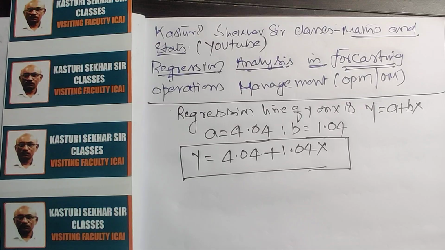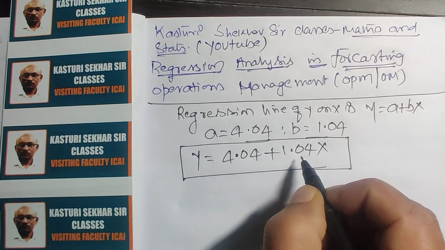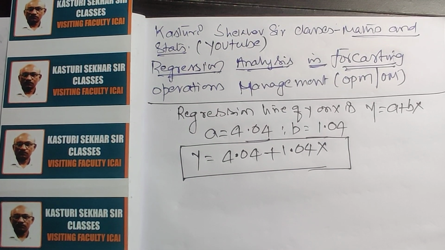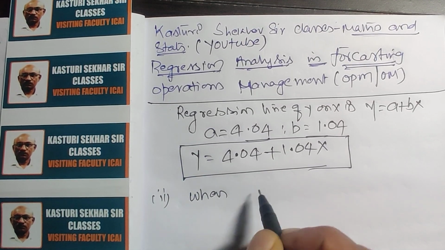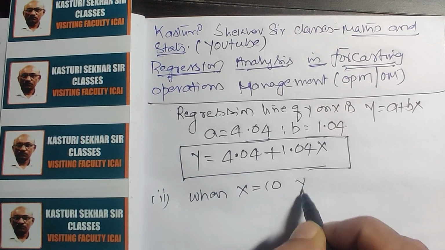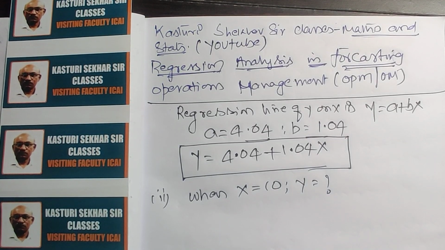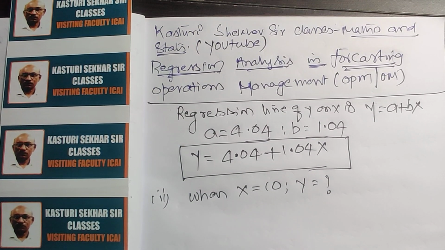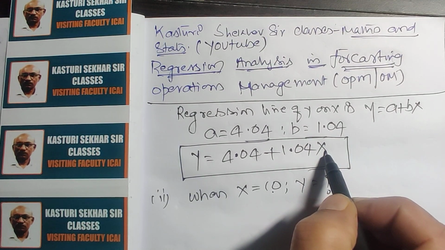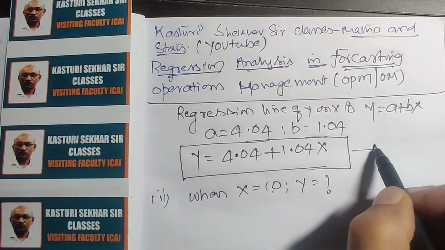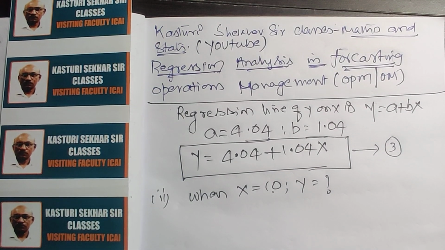From the observed values, a line equation is fitted. Means a line equation is calculated. This line is used for calculations. Look at this second part of the question. When x is equal to 10, y is equal to question mark. Substitute x is equal to 10 in the equation which is obtained here. That is equation number 3.